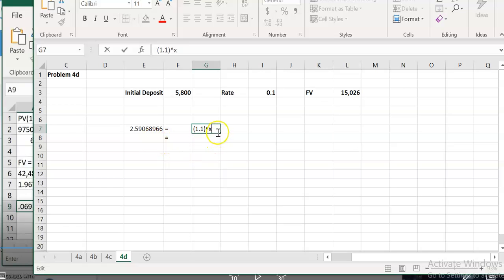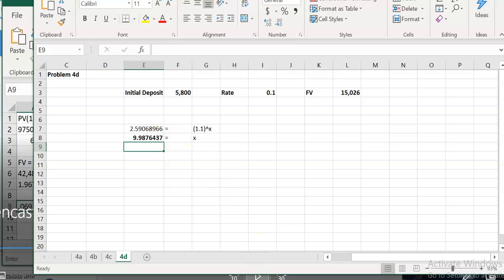And so to solve for this and get x isolated by itself on this side, you would do the natural log of our 2.59 divided by the natural log of 1.1. And then that gives you 9.98, which is roughly 10 years. And so this is our screencast. Thank you.